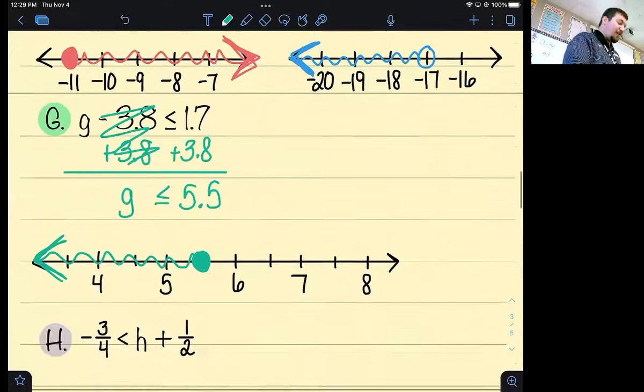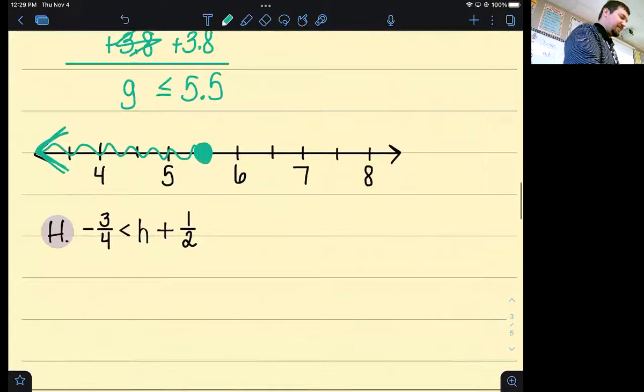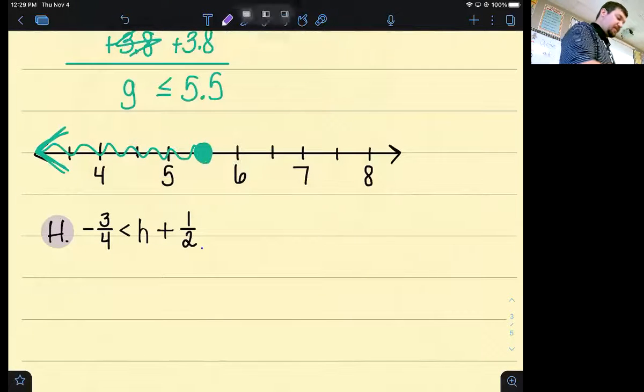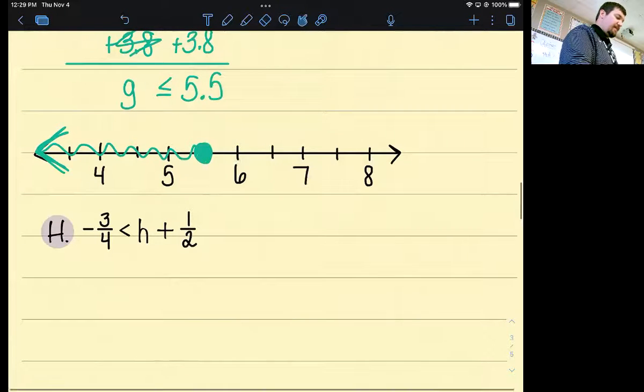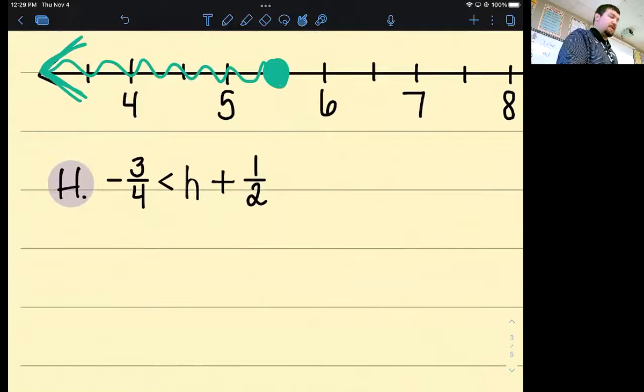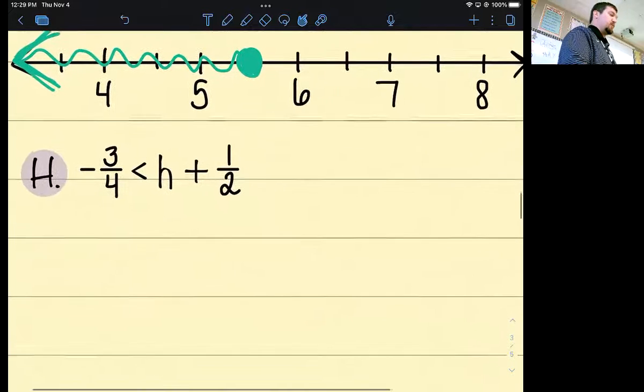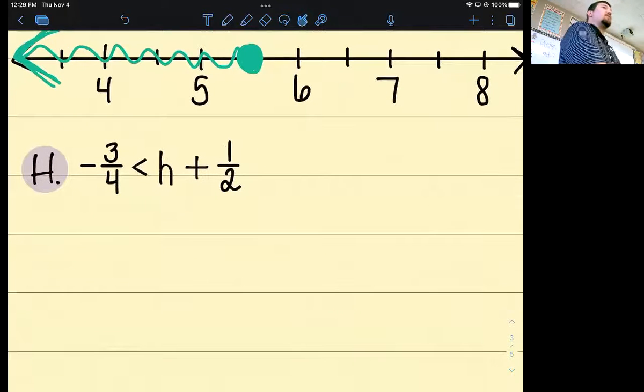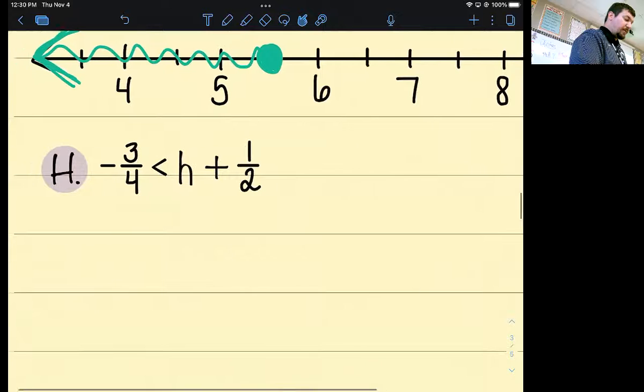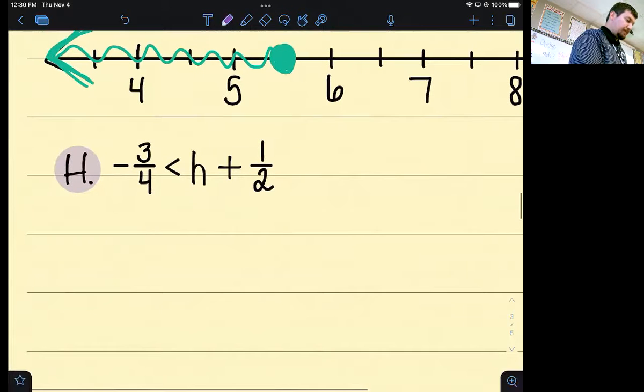This next one uses fractions. Now, depending on the calculator you have, it may not be very useful with fractions, and that's okay. It doesn't hurt to go over those rules again. The H is on the right side of the inequality. So Whitney, tell me which number I want to get rid of in order to get H by itself. What's the opposite of positive 1/2? Okay, so we are going to subtract 1/2 from both sides.